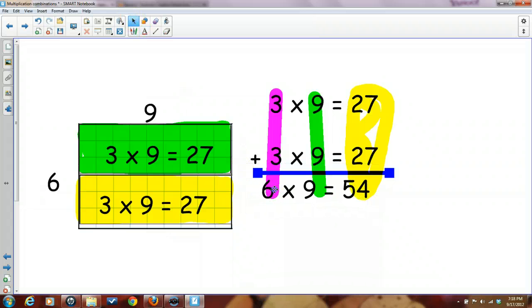So let me just line it up so the colors line up. So I added the 3 and the 3. That gave me the 6. The 9 stayed the same because they were groups of 9. 27 and 27 add together to equal 54.